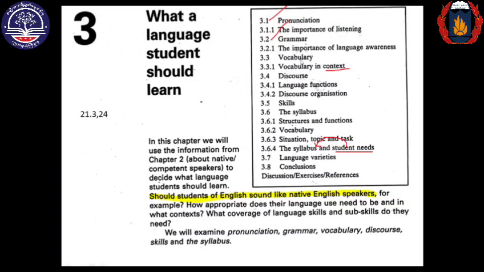Vocabulary in context. I think I have already explained vocabulary in context. Haven't I? Vocabulary in context.